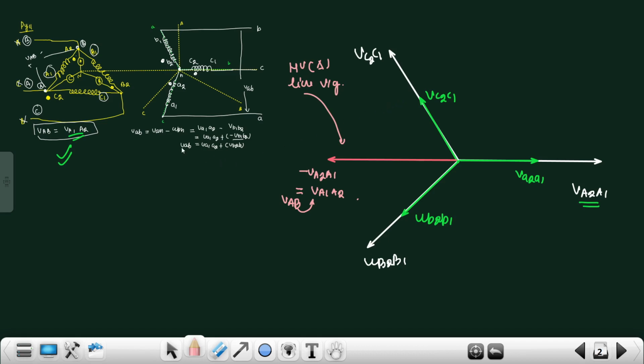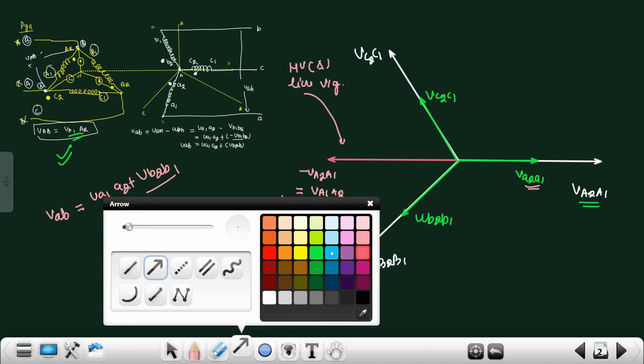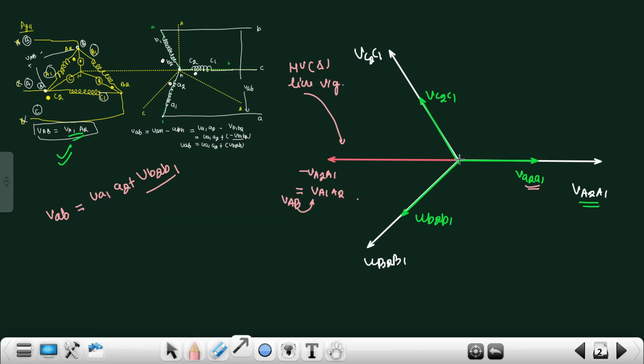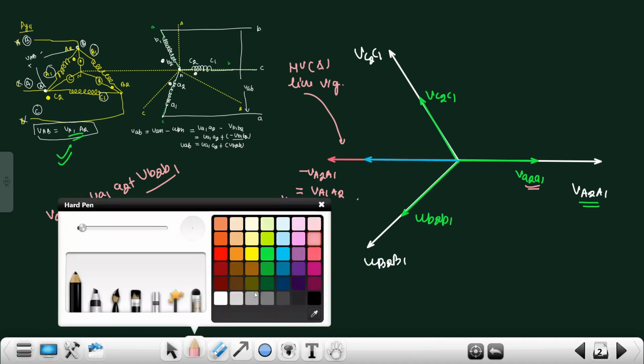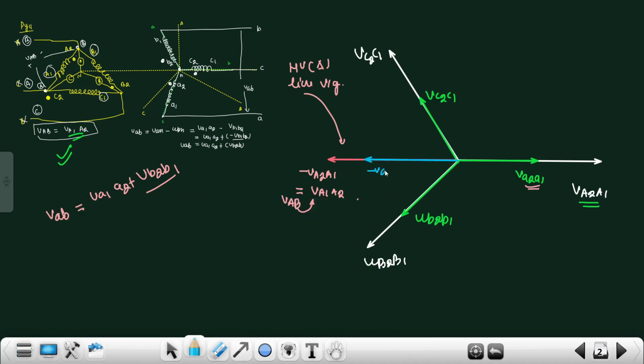Now we have to find out the LV side line voltage, which is equal to VA1A2 plus VB2B1. So this is VA2A1, and VA1A2 will be 180 degrees out of phase, so draw VA1A2 180 degrees out of phase. This is minus VA2A1, which is equal to VA1A2. And this is VB2B1. If I add this VA1A2 to VB2B1, then we will get VAB.